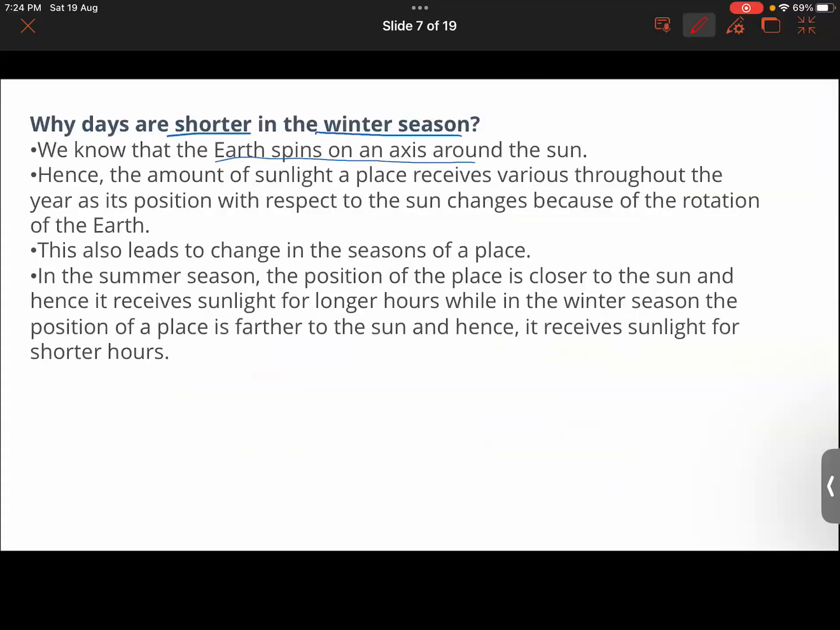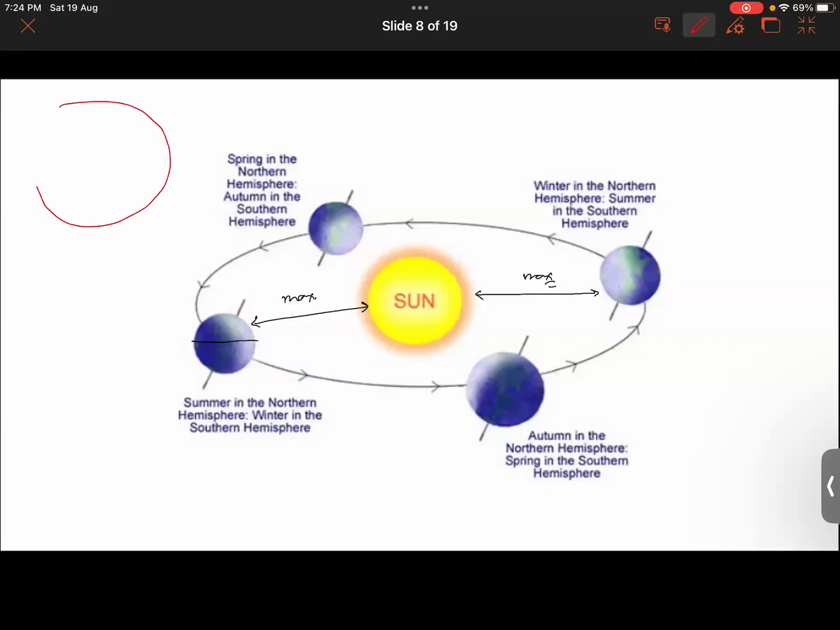Our Earth has been basically divided into two hemispheres. Our Earth simply looks like a sphere, so we have divided it into two hemispheres: the northern hemisphere and the southern hemisphere. When it is at this position, the northern hemisphere of the Earth will be receiving more sunlight, while the southern hemisphere will be getting less sunlight. So there will be winter in the southern hemisphere.